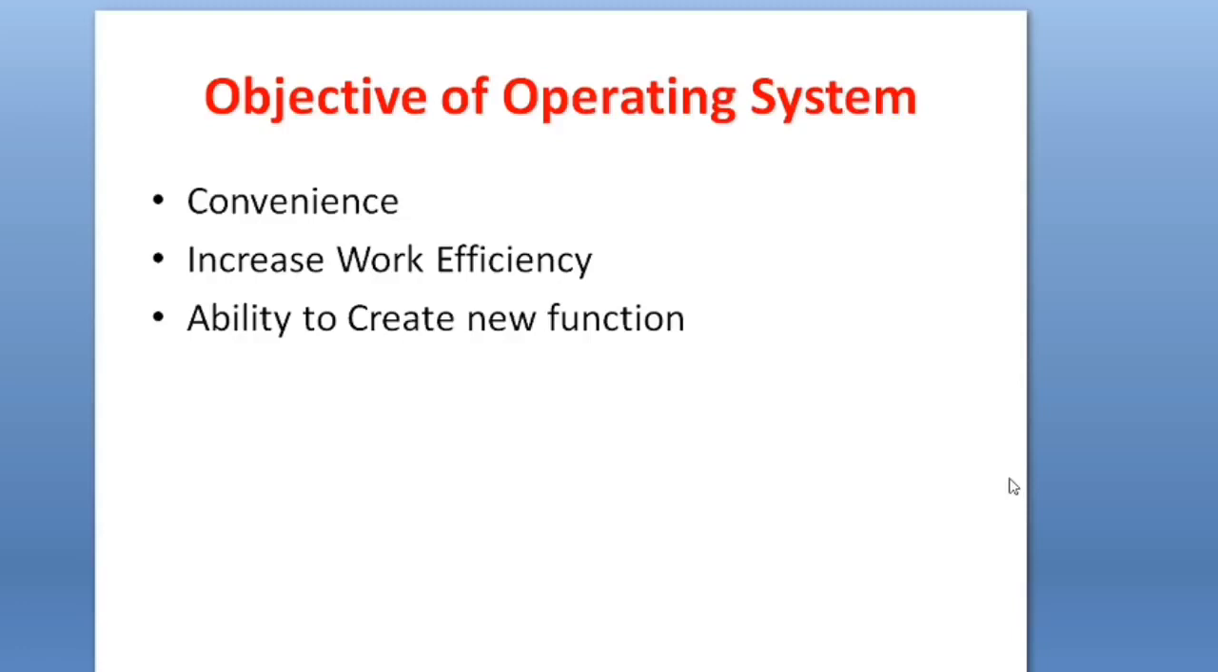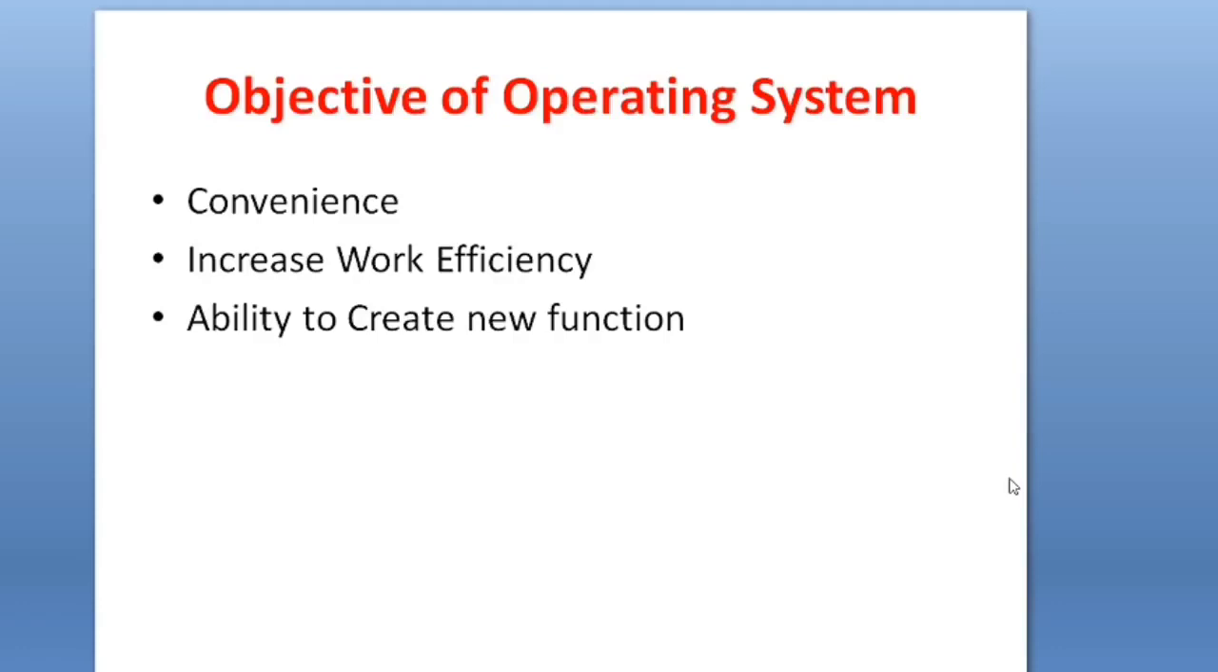The next one is increased work efficiency. That means whatever you are working on in the operating system will be efficient. You do not need to wait for something or wait a long time. Increased work efficiency also means that if you are working with more than three or four applications, there is no effect on your computer's speed or performance if you have a good operating system. So the objective of the operating system is also to increase work efficiency.